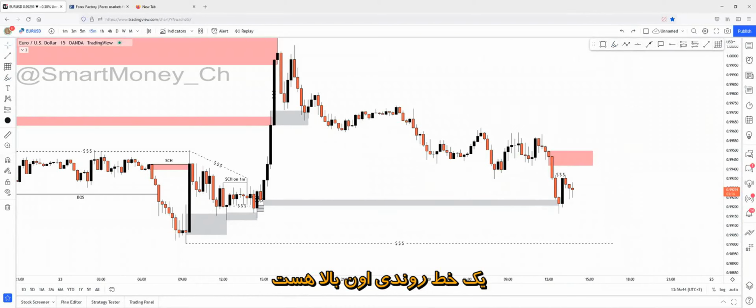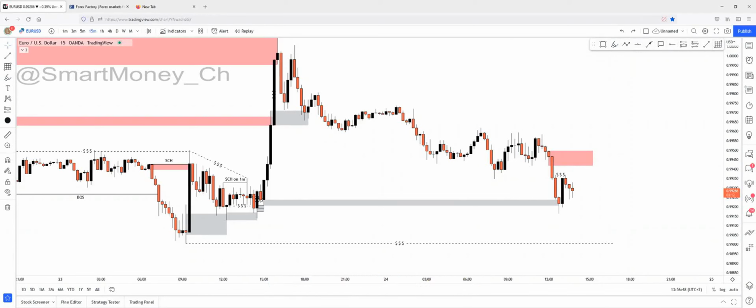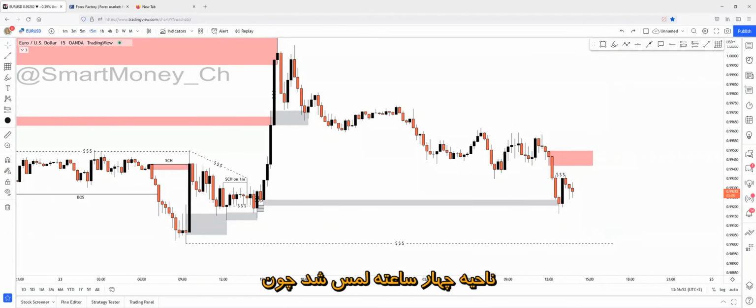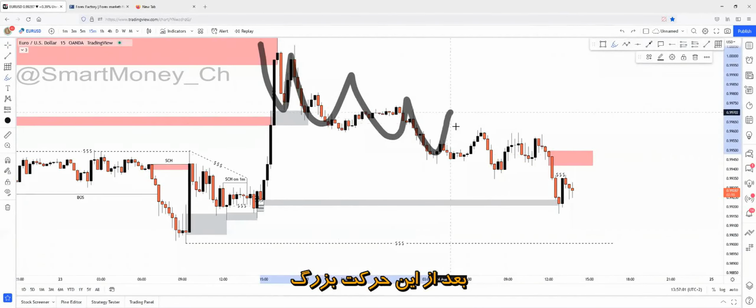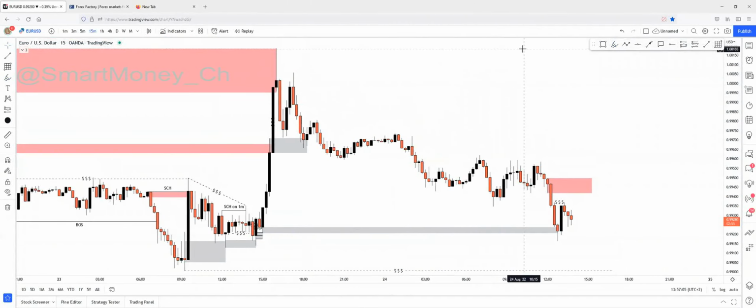There is a trend line above. We don't care about this trend line currently. Isn't it all about substructure after a 4-hour tap, because there was no low break in the 15-minute, after this huge movement? Just look at this. Let me count how many pips it passed by.